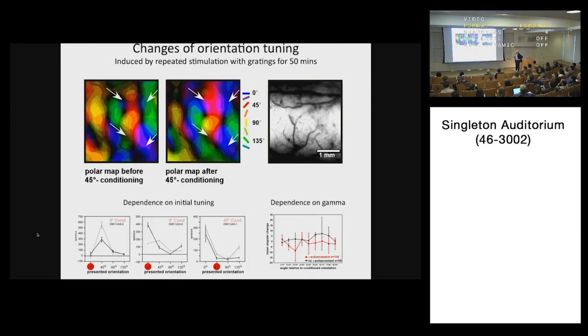And we wondered whether one could find some evidence for it. And as a paradigm, we used the induction of changes in orientation maps in the visual cortex with 1 hour of continuous stimulation with a drifting grating of a particular orientation. This induces changes in the orientation map.